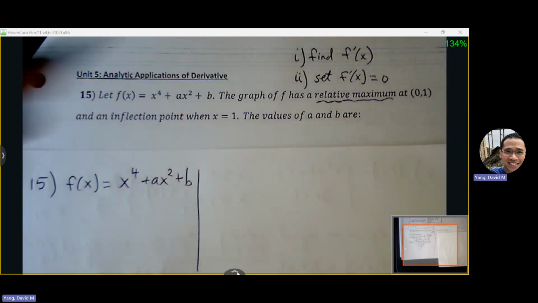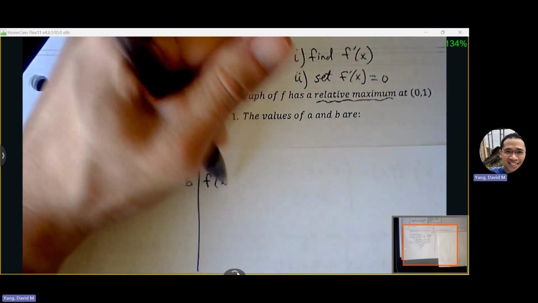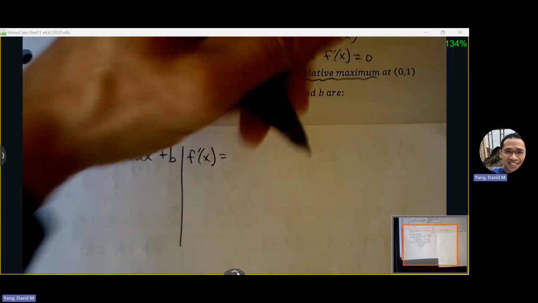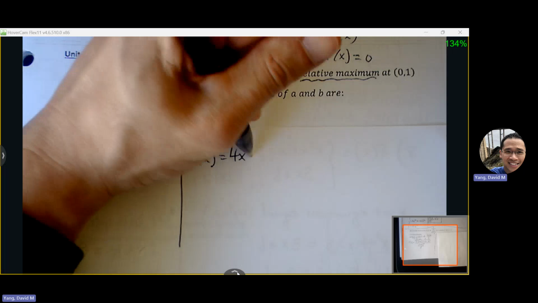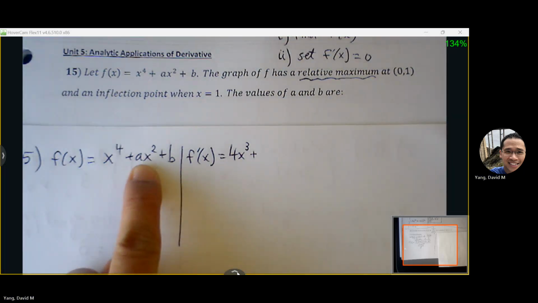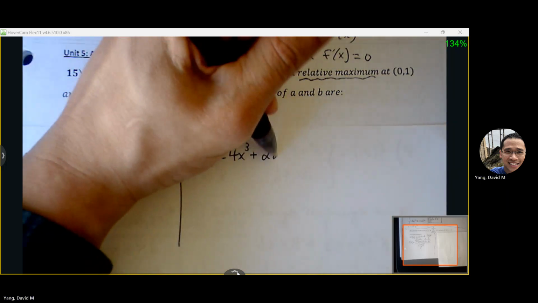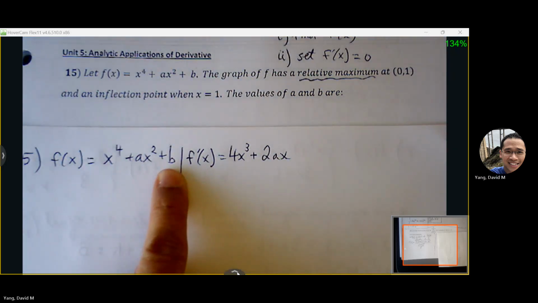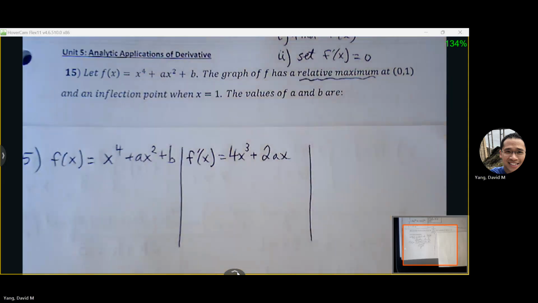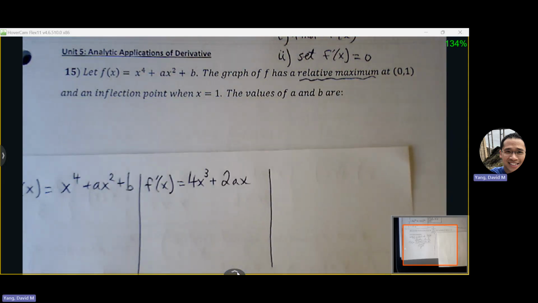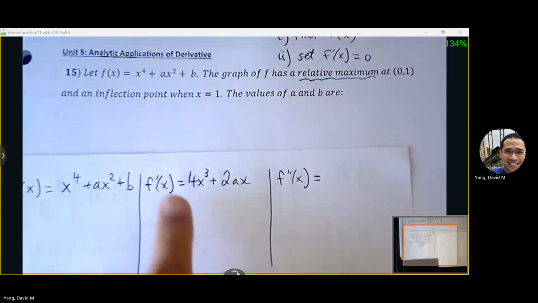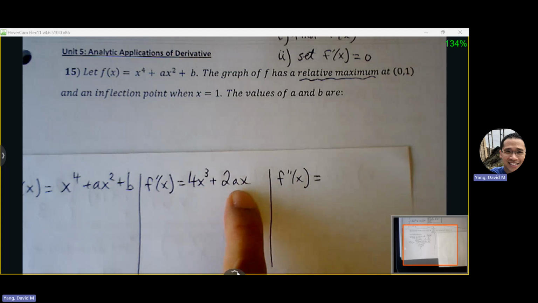Okay, let's find f prime, and then we can go back and forth to see what we need. Remember, a and b are just constants, so we'll treat them like constants. x to the fourth becomes 4x cubed. ax squared becomes what? 2ax. And then the b, 0. Okay. And then we also have information involving the second derivative, so we can also take it to that level. 12x squared plus 2a.